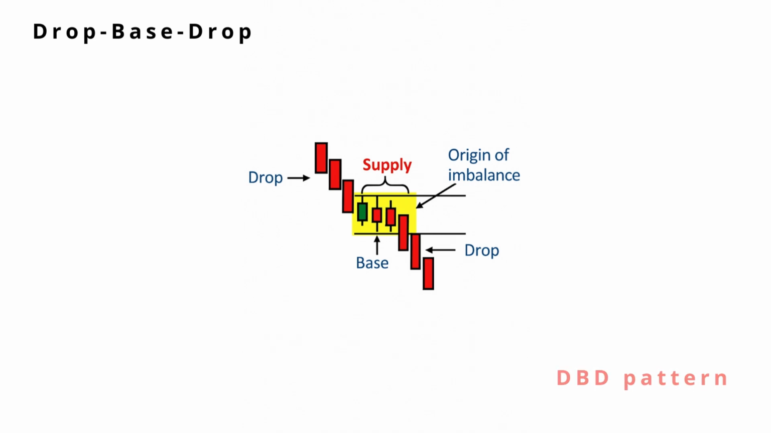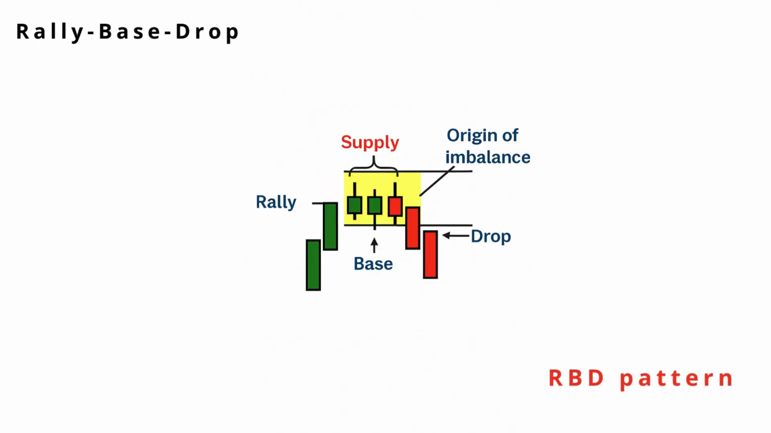Drop 2, finally, the price breaks out of this base and continues its downward movement, confirming the continuation of the downtrend. For traders, a DBD pattern suggests looking for short opportunities. If the price re-enters this supply zone in the future, it's often a high probability area for a continuation of the drop.